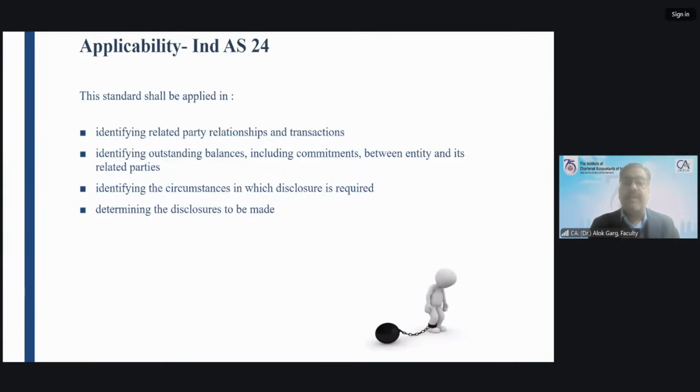This standard is applicable in identifying related party relationships and related party transactions. This standard helps in identifying outstanding balances, including commitments between the entity and its related party. Entity means reporting entity. It helps identify the circumstances in which disclosure is required and determine the disclosure to be made. Okay. So in a nutshell, this standard talks about the disclosure of related parties and related party transactions, including outstanding balances and commitments. That's all.